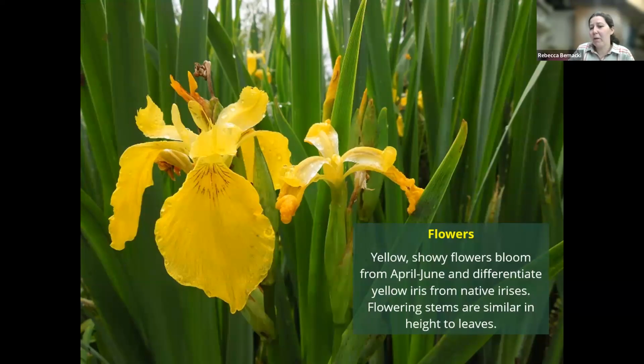And these flowers are one of the main ways that we can identify yellow iris from its native partner, the blue flag iris. Another thing we can consider is that the height of the flowering stems is going to be similar to the height of the leaves here.